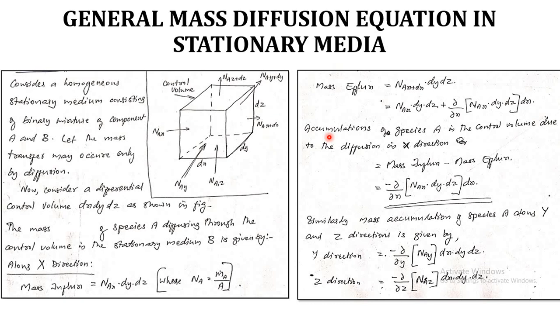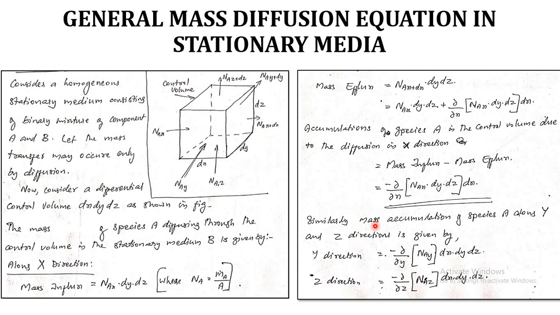So accumulation of species A in the control volume due to diffusion in x direction is equal to mass influx minus mass efflux. The mass entering the control volume in x direction minus the mass leaving the control volume in x direction will be equal to minus dou by dou x NaX dy dz dx. That is the mass accumulation within the control volume due to diffusion in x direction.